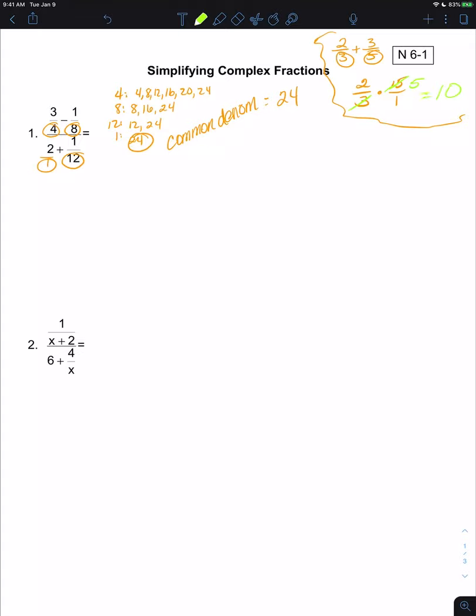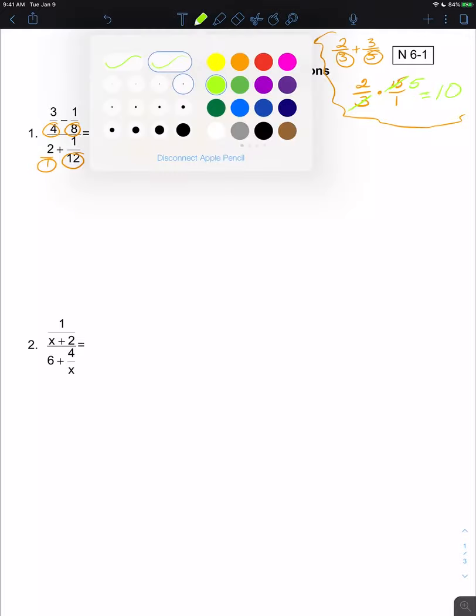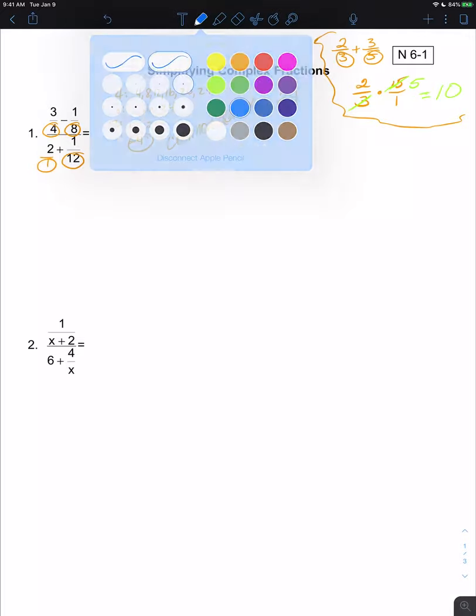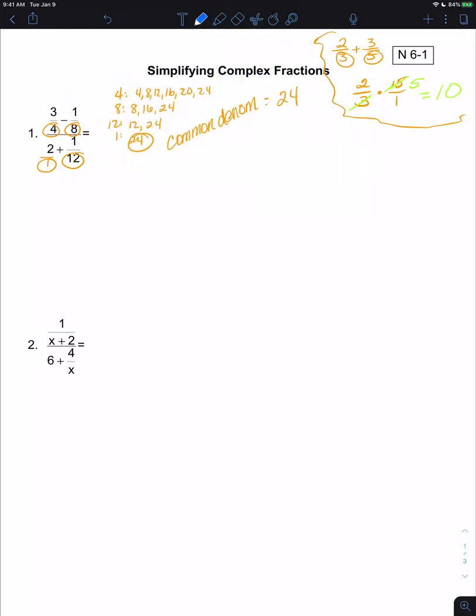And that's the concept that we want to do with these complex fractions, is to try to get rid of all these denominators. Or if you had an addition type problem that had all these fractions in it, sometimes we would multiply through by that common denominator just to get rid of all the fractions. So that's basically the same concept that we're going to do here. We're going to multiply each one of these terms by this common denominator of 24.